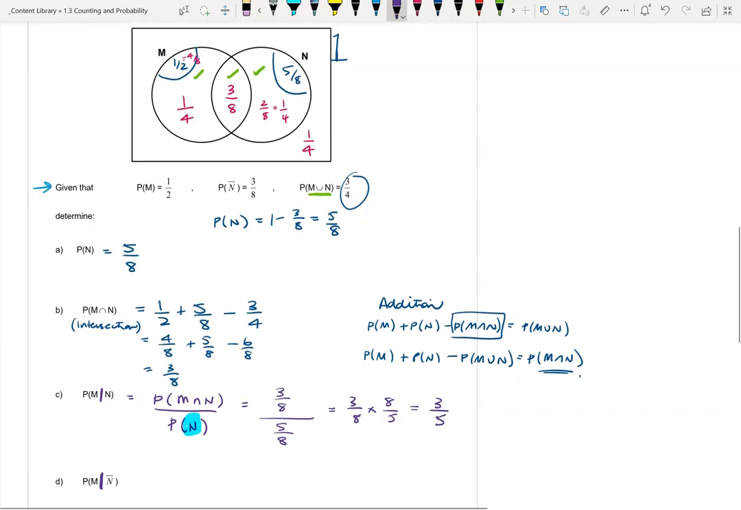Okay, so looking at this conditional probability, this is saying given not N, and we already know what not N is. This is out of 3/8. So out of 3/8, where is N involved in not N? So I'm just going to put a yellow mark where not N is. Not N is here and here.